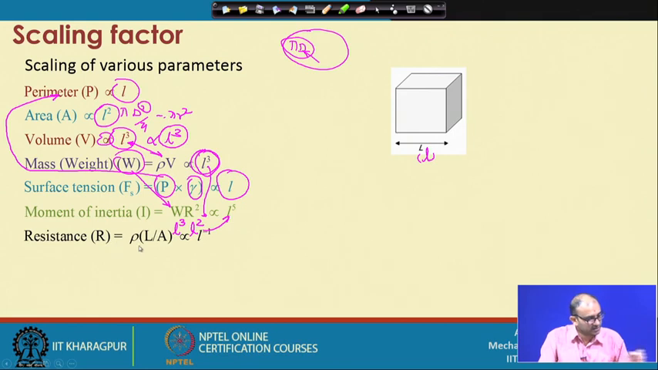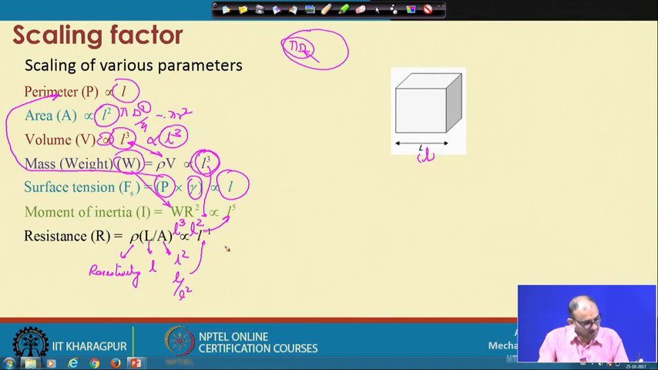Resistance is also one parameter. Resistance is given by rho into L by A. So, this is the resistivity, this is the length scale, so it will be L. Because L is L, nothing else is there. This will be area, so it will be L square. So, it is L by L square, and that is the reason it will scale as L raised to minus 1. Right.